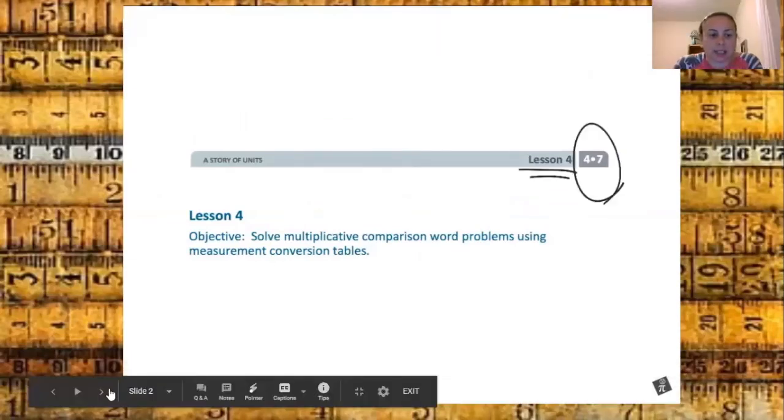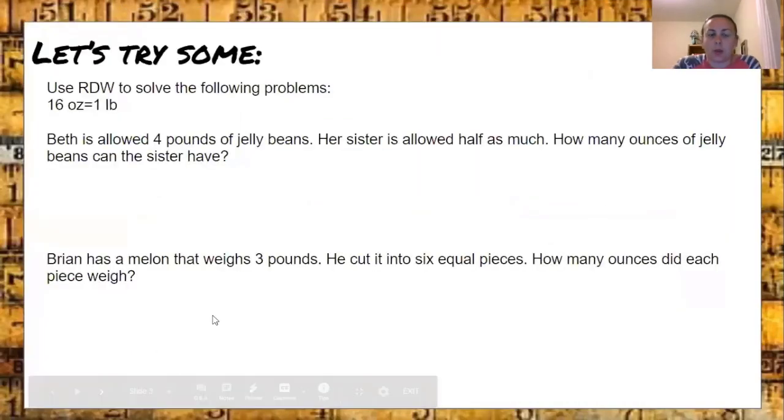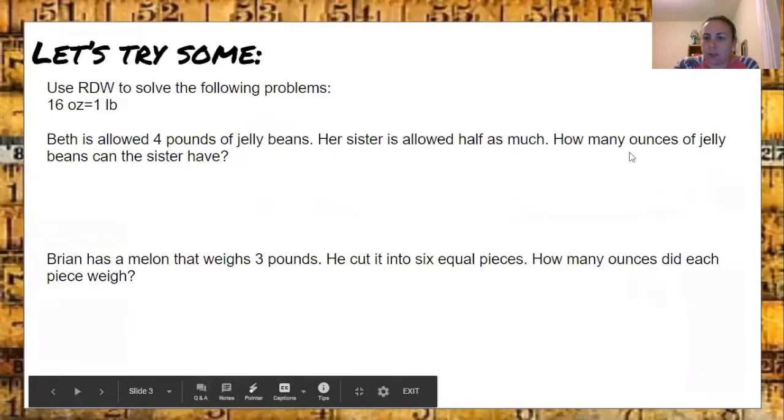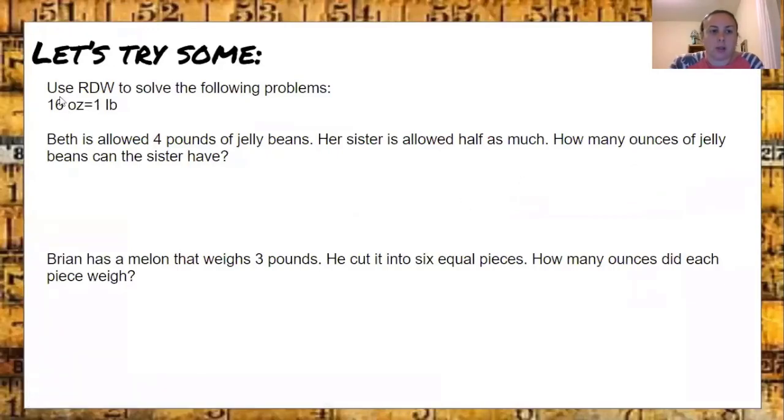And that wraps up 4th grade Module 7. All right, guys, that is the end of the video. So now it's your turn to try a few of these practical problems. We're going to try 2. We're going to use the RDW method, where we're going to read the problem, then we're going to draw to help us solve it, and then write our answer in a sentence. Remember that 16 ounces equals 1 pound.